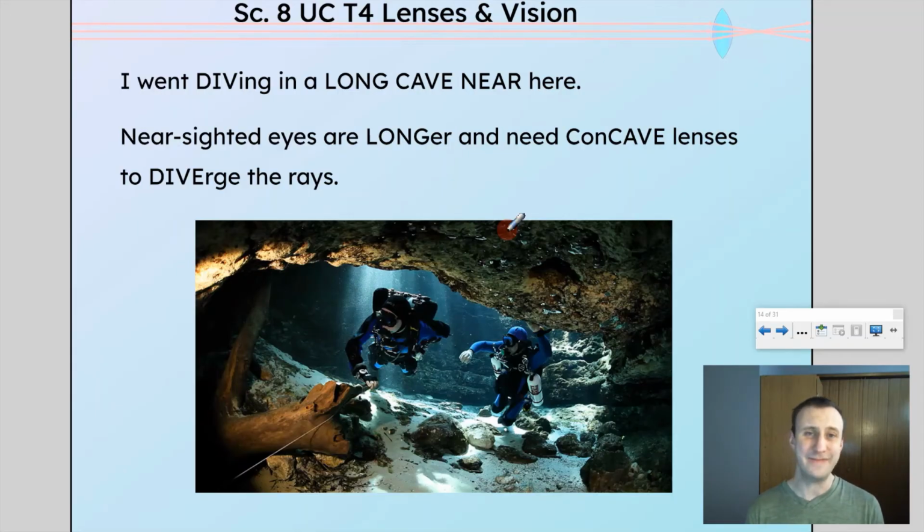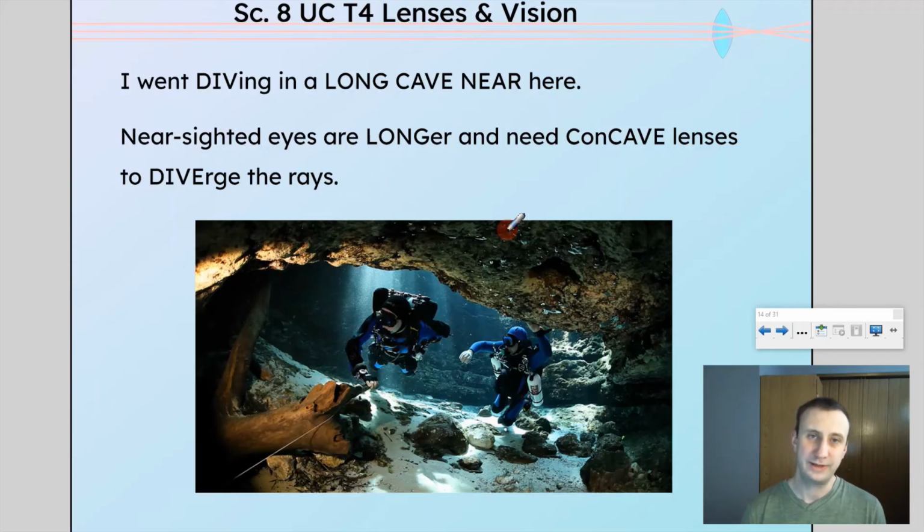I went diving in a long cave near here. So I went diving in a long cave. I had to keep on going way, way, way far to the back. Just near here, just near Medicine Hat. This is a lie, by the way. I've never been cave diving.